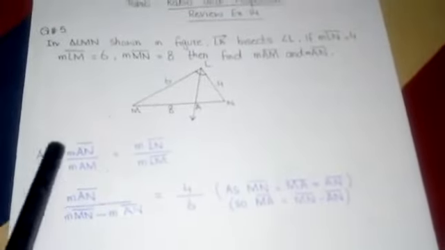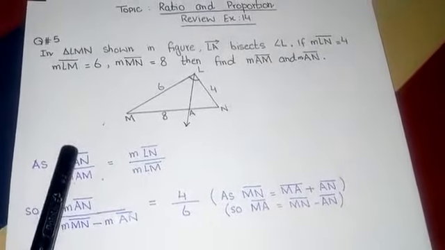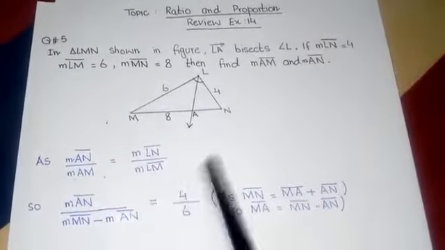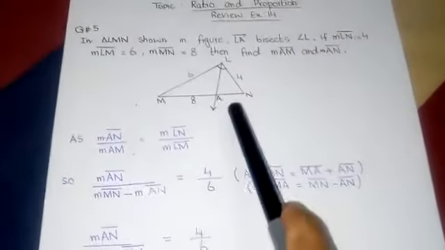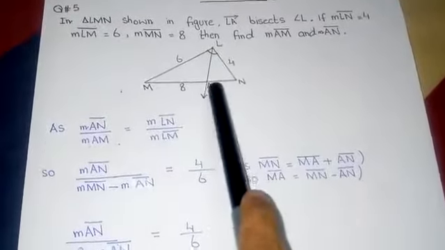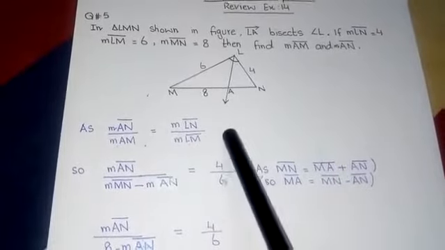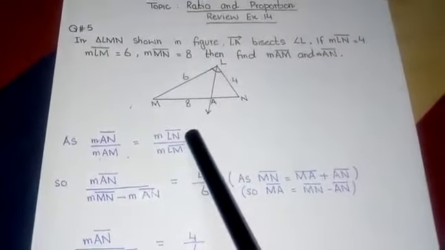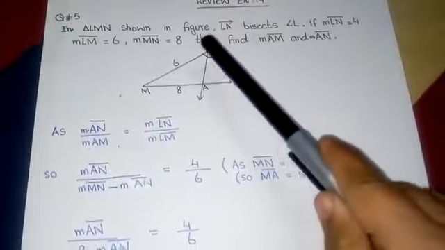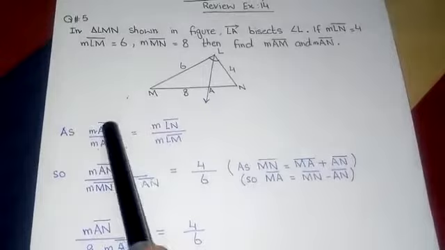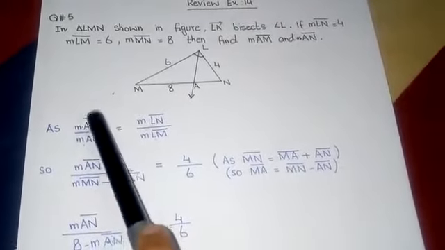And if I take AM in the numerator, then this side will come in the numerator. Is it clear? So the ratio between AN and AM is equal to the ratio between LN and LM. Here is the formula. Now put the values. The value of LN is already given, 4. LM is 6. But the values of AN and AM are both not given. We have to find these values.